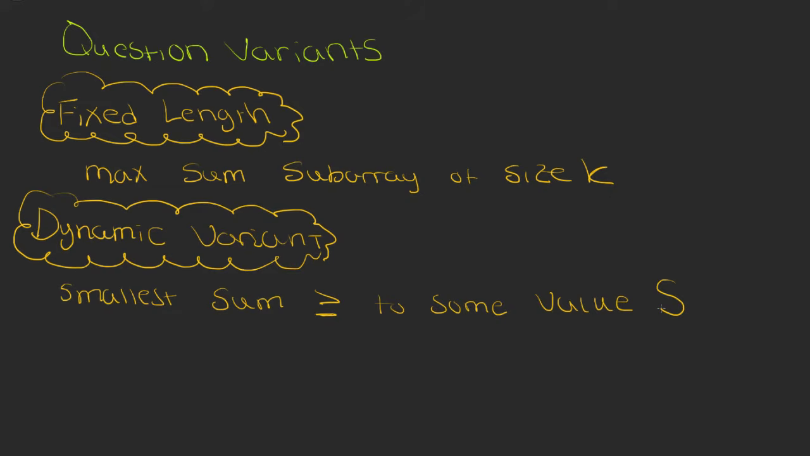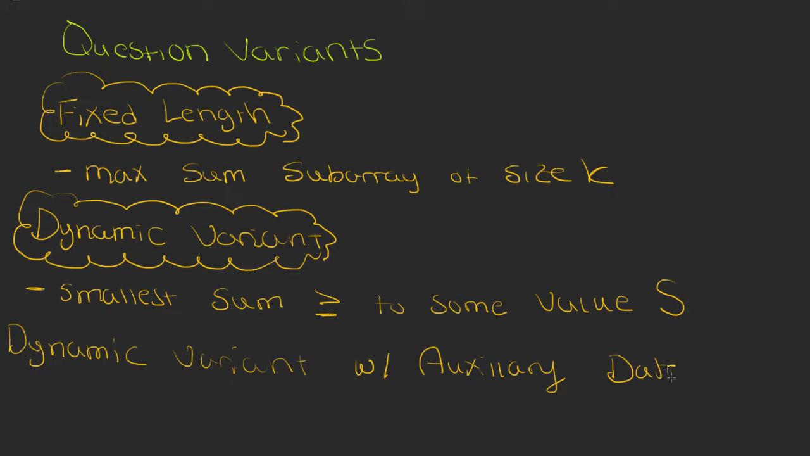And the final one that I like to think about is very similar to the above. It's the dynamic variant, but it typically introduces what's known as an auxiliary data structure. An auxiliary data structure is just a fancy way of saying that we introduce something like a hash map or a hash set or an additional array outside what you would see as just a standard variable or Boolean flag. So we'll say dynamic variant with auxiliary data structure.